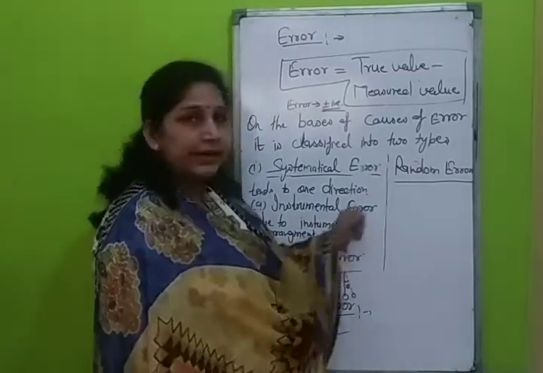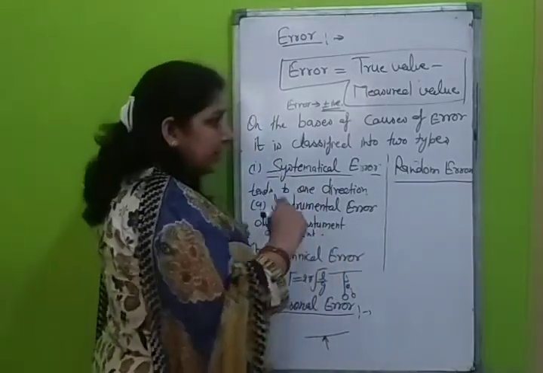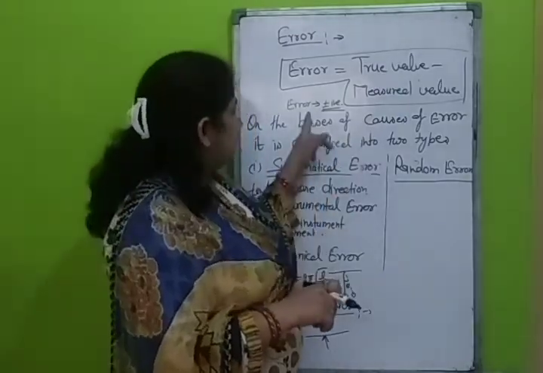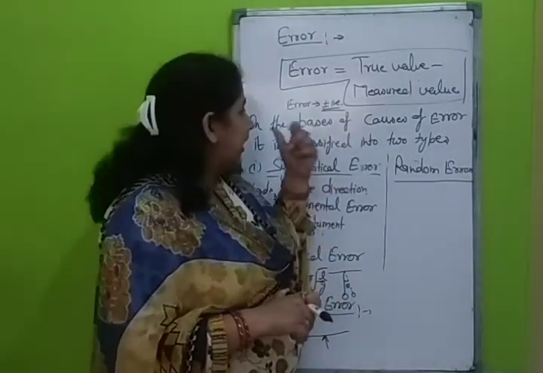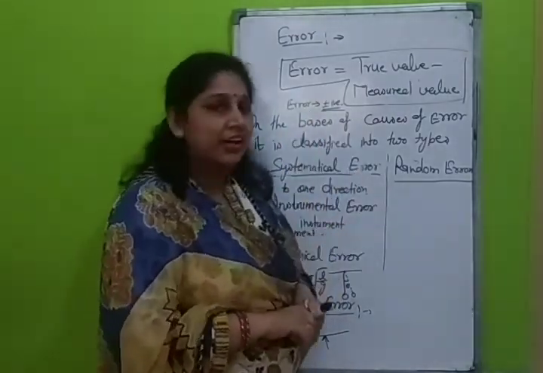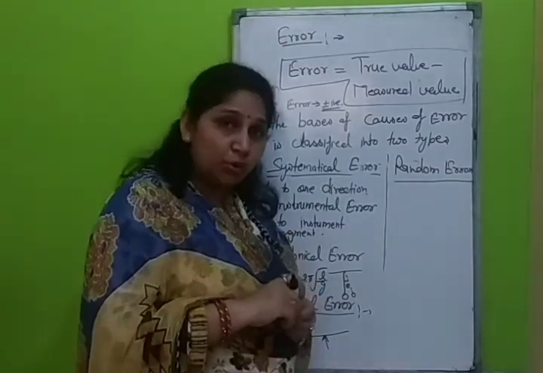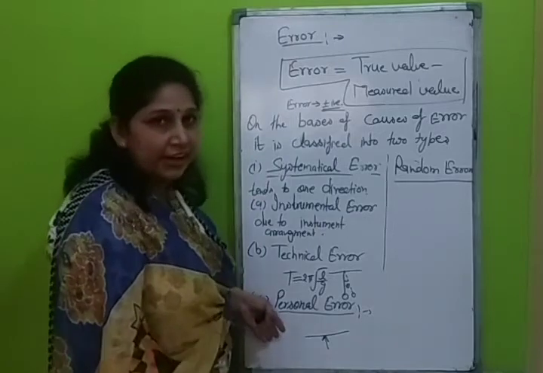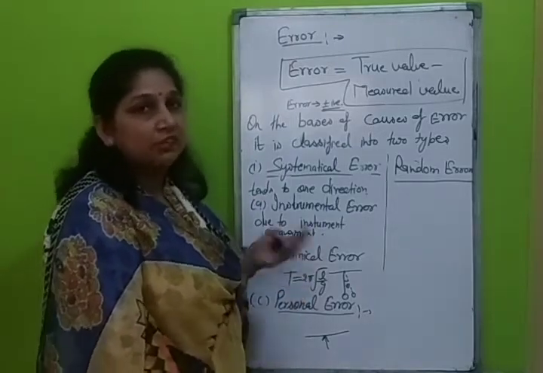Next is random error. Random error is the error which tends to both directions, means sometimes it may be positive error and sometimes it may be negative error. It is not in our control, as these systematical errors we can rectify by identifying the cause of the error.